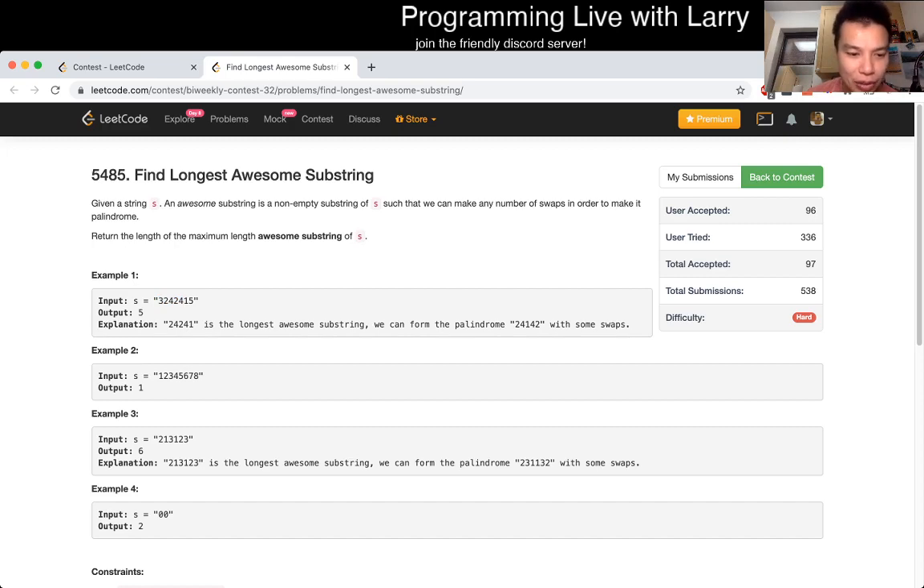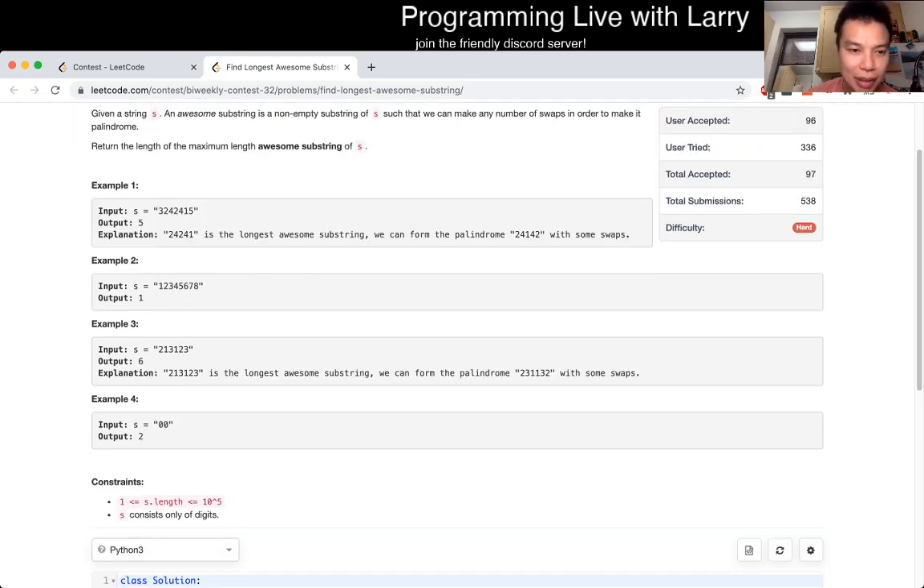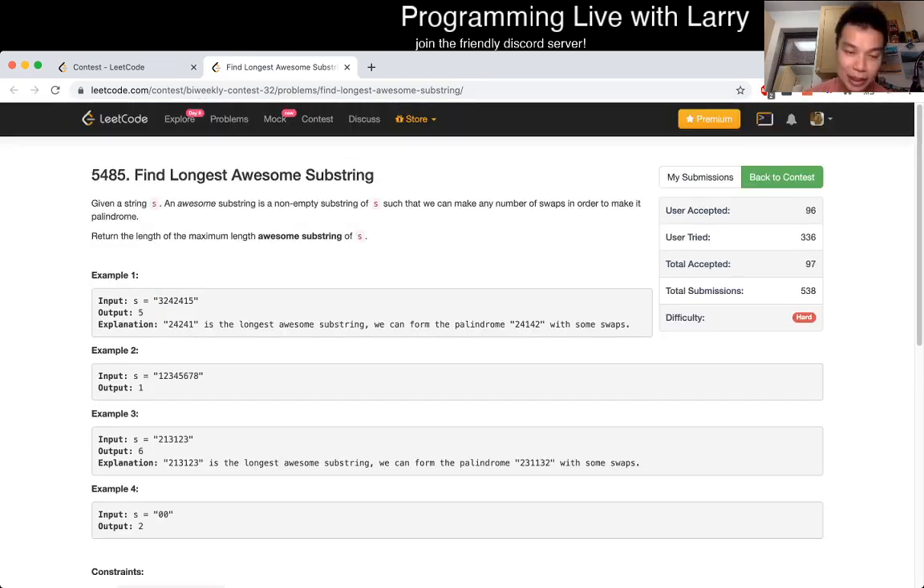And n is 10 to the fifth. So anytime you see something like that, you obviously know that it should be linear, or n log n if you really want to do that, but n log n-ish is your max. So from that, because we care about consecutive substrings, we try to figure out, at any certain point, can we find out what is the longest previous thing that makes it a palindrome, right? Well, the answer is yes, actually.